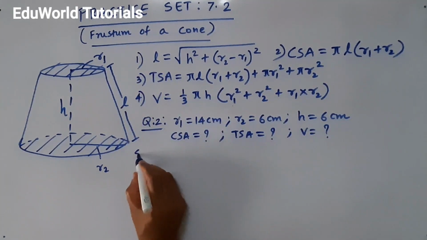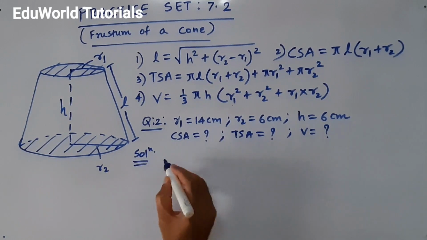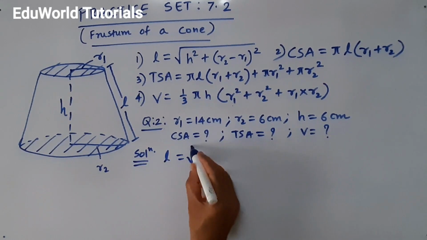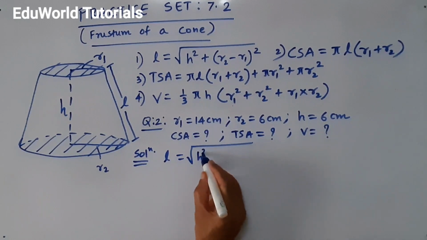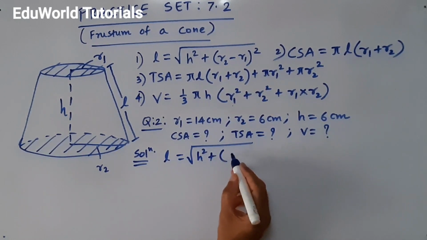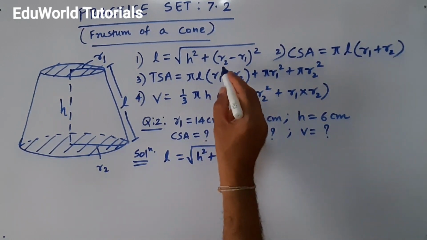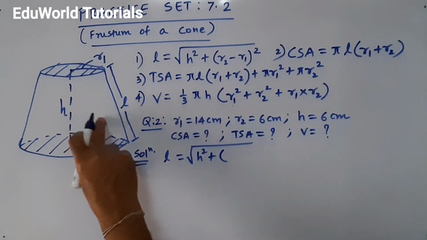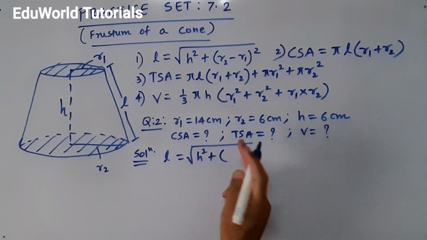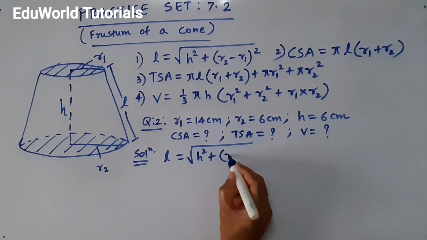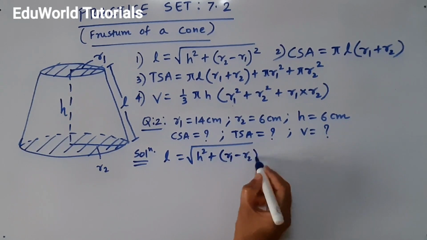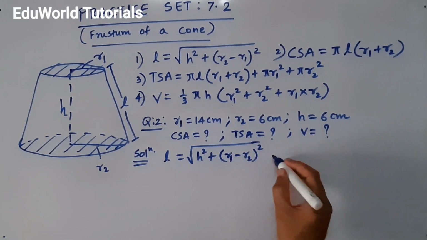Okay, what is the solution? In the solution, what we will write? We will write L is equal to under square root H square plus, here I will write big radius minus small radius. Here it is R2 minus R1 according to this figure. But because I have taken R1 as the greater radius, I will write R1 minus R2 the whole square. Understand? Use common sense.